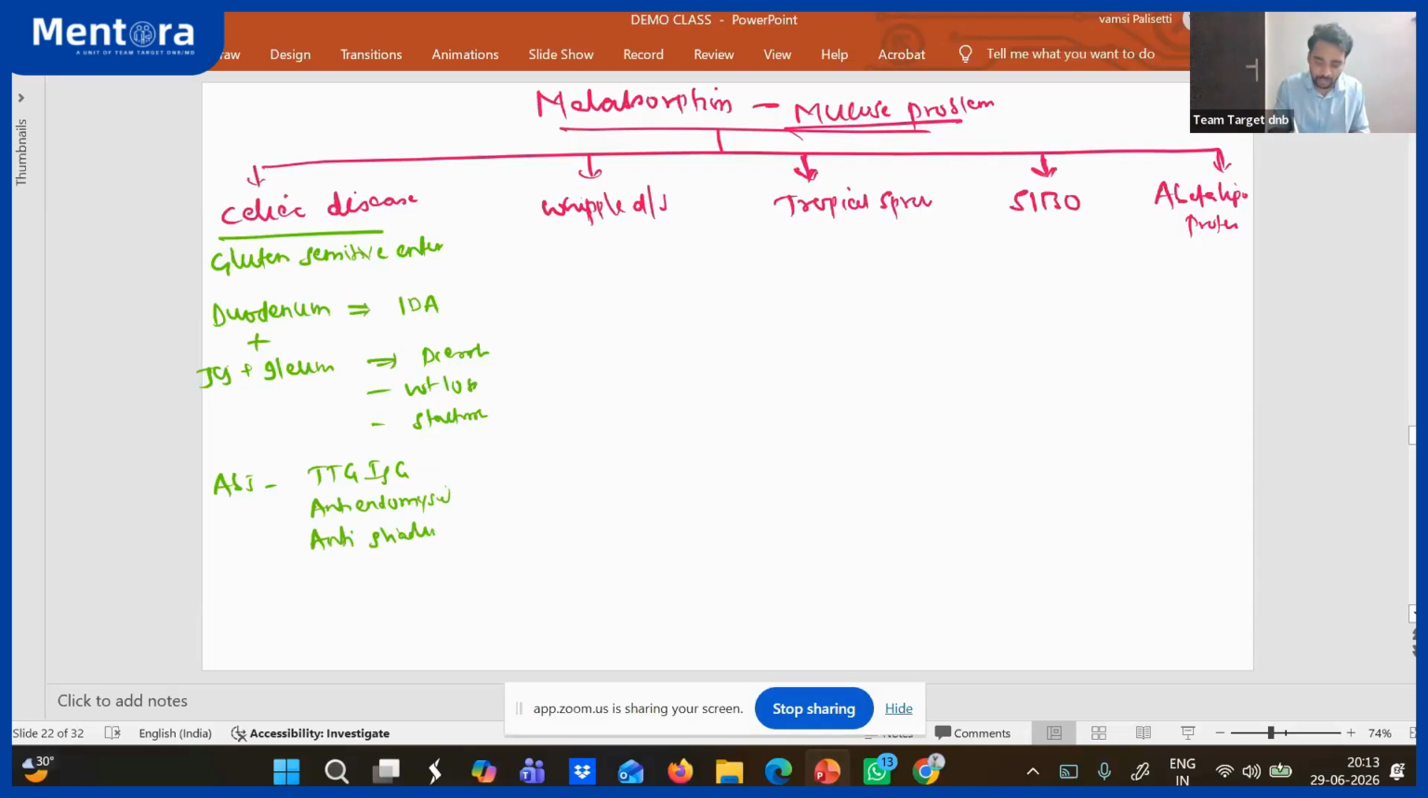Very, very, very important. All these things they asked already. Celiac disease is a favorite question for the examiners. So what is the screening antibody? Tissue transglutaminase IgG. Very important. And how will you diagnose? Always you do the biopsy. In the biopsy, very important is you have crypt hyperplasia and villus atrophy. Very, very important. Very important, right?